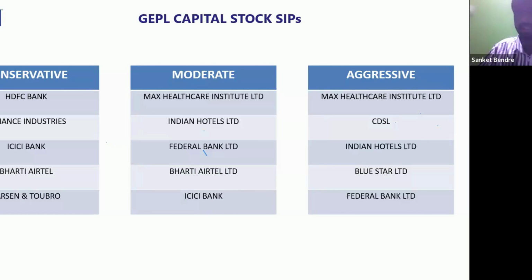And the last portfolio is the aggressive portfolio. These are the stocks for the investor who wants to aggressively invest in the stock markets and is not concerned about the volatility in the market. For such investors, we are recommending Max Healthcare, TDSL, Indian Hotels, Blue Star, Federal Bank. This consists of 60% mid cap and 40% small cap. So these are our aggressive stocks as well. We believe we can give this stock SIP portfolio to our clients to invest in.